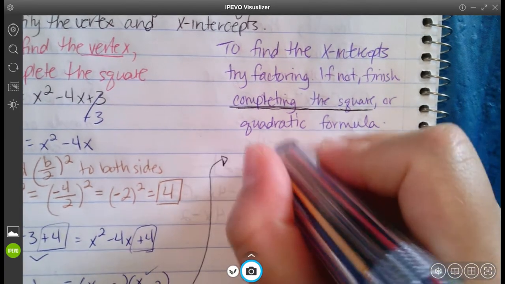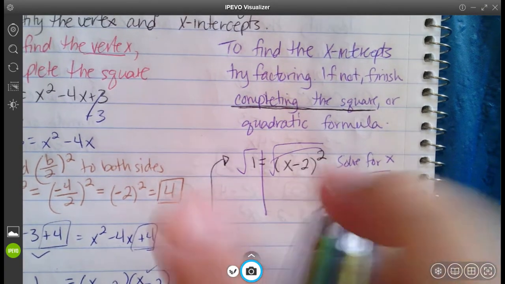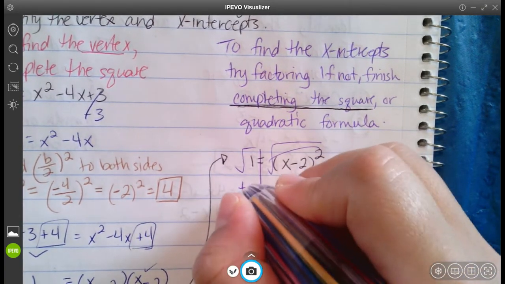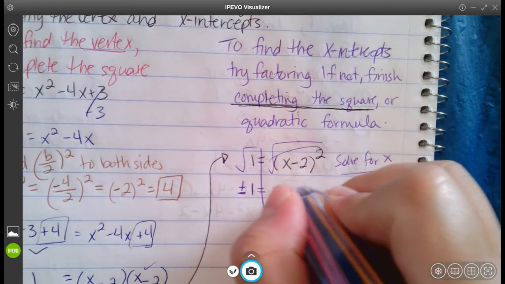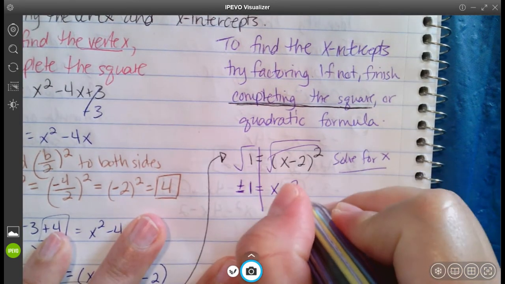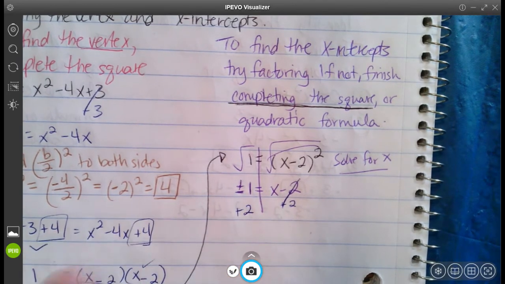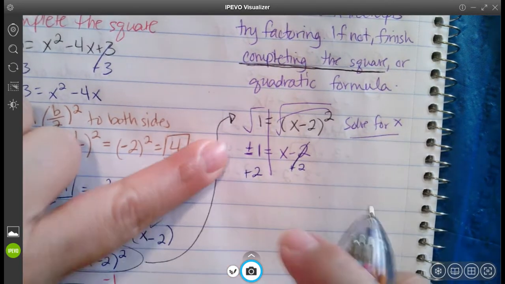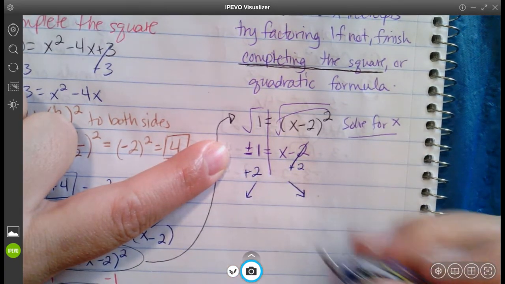Okay, you would square root both sides, right? So that's going to give us on this side plus or minus 1, or you have to consider both, is equal to x minus 2. And then the next step would be to add 2, right? So we would do plus 2 plus 2. So x is going to be equal to whatever this is. Now, the only thing you have to be careful about here is that there is a plus and a minus. So you kind of have two different cases here, okay?